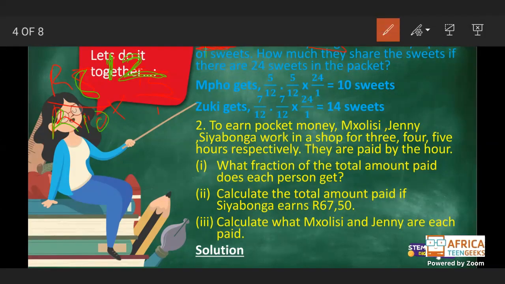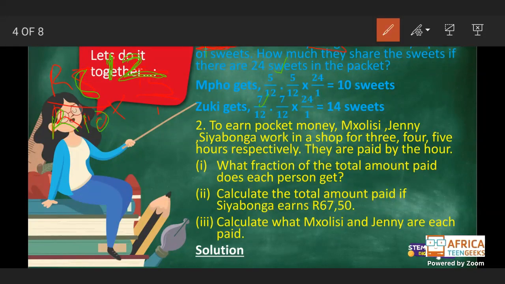Okay, so we have these people. Mpo contributed 5 rand and Zuki contributed 7 rand. You can see right here, 5 rand and 7 rand. That's the fraction for each, and we added both of the money. We added 5 plus 7, which will give us 12 friends. So Mpo contributed 5 over 12, and Zuki contributed 7 over 12. We did add both of the fractions, you see.